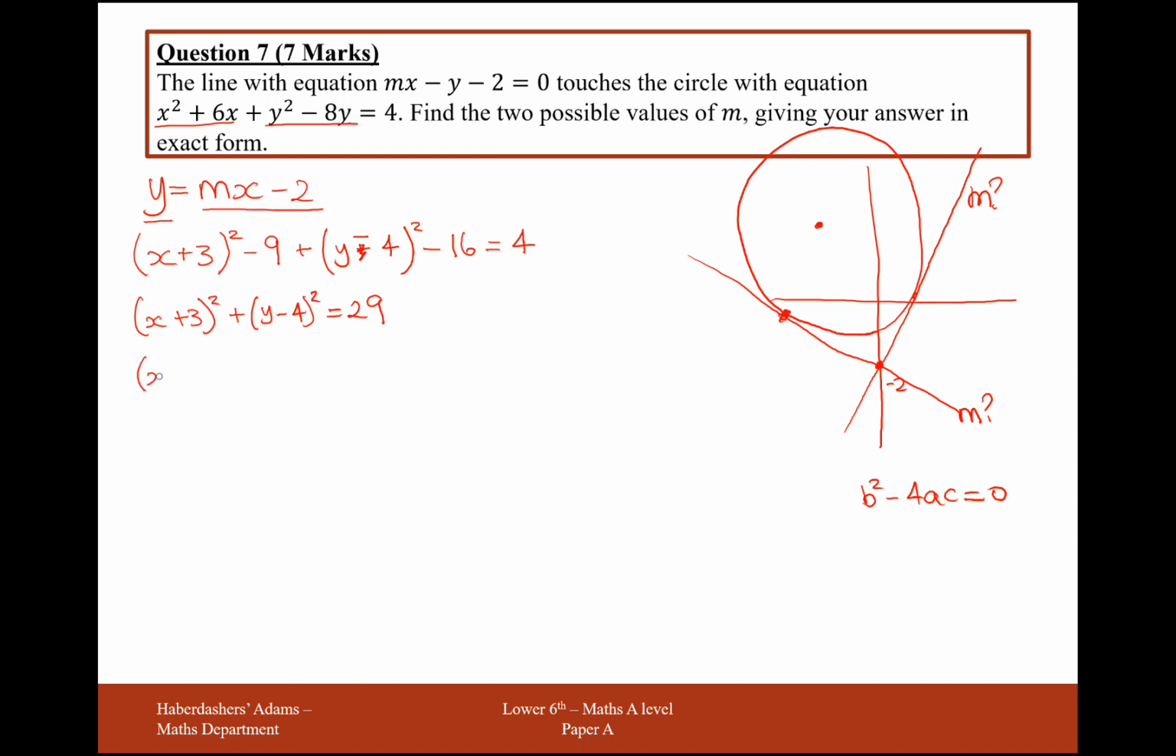So in this equation here, I'm going to be substituting in y equals mx minus 2. So y is here, so I'm going to substitute in mx minus 2, and we take away another 4, so you'll get a minus 6 there, equals 29. So expand the brackets now, and we need to get a quadratic so that we can pick out the a, b, and the c. So x squared plus 6x plus 9 plus m squared x squared.